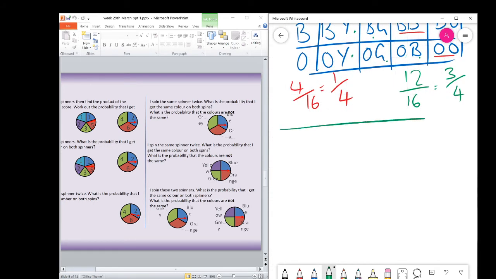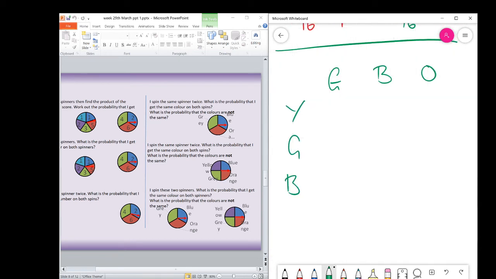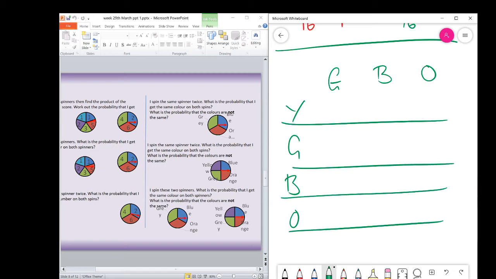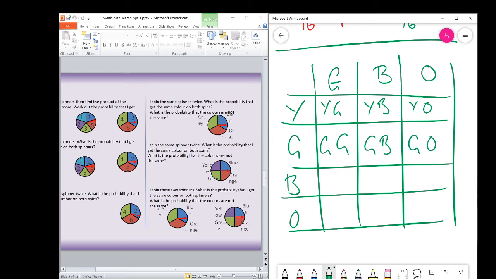Okay. Then the last question on this section. I spin these two spinners. What's the probability I get the same colour on both spinners? What's the probability they're not the same? So the first one, I've got grey, blue and orange. The second one, I've got yellow, grey, blue and orange. So draw my table. So that's yellow, green, yellow, blue, yellow, orange, green, green, green, blue, green, orange, blue, green, blue, blue, blue, orange, orange, green, orange, blue, orange, orange.